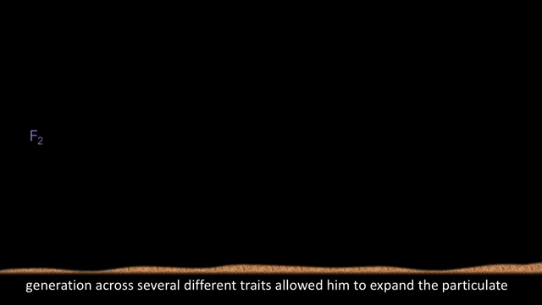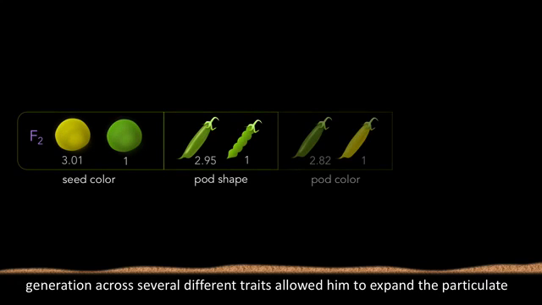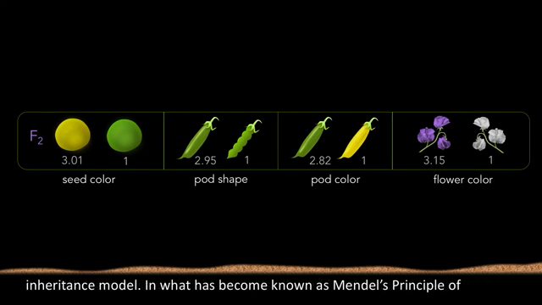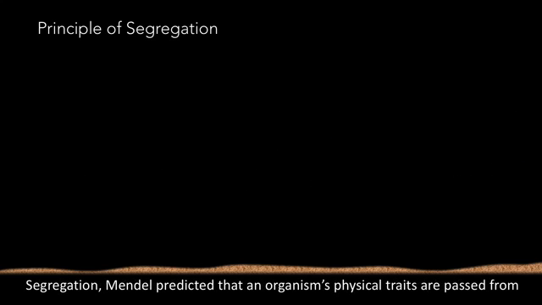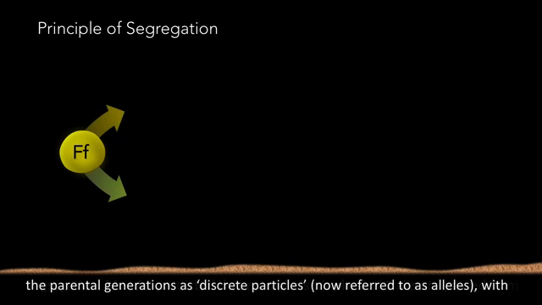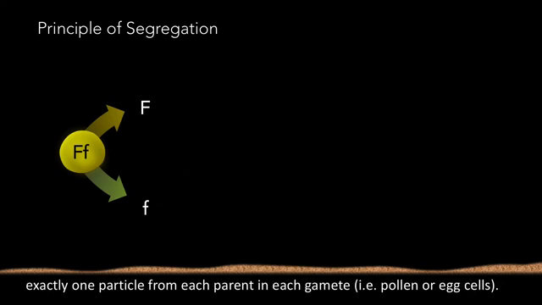The fact that Mendel observed this consistent 3-to-1 phenotypic ratio in the F2 generation across several different traits allowed him to expand the particulate inheritance model. In what has become known as Mendel's principle of segregation, Mendel predicted that an organism's physical traits are passed from parental generations as discrete particles, now referred to as alleles, with exactly one particle from each parent in each gamete, for example, pollen or egg cells.